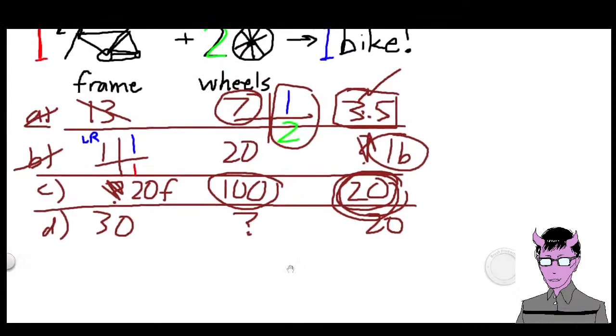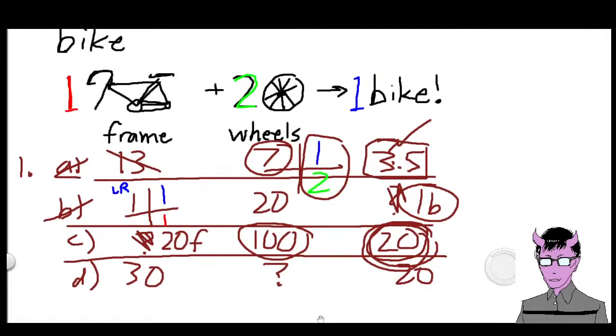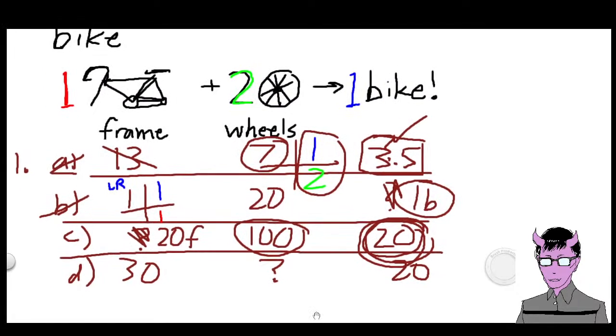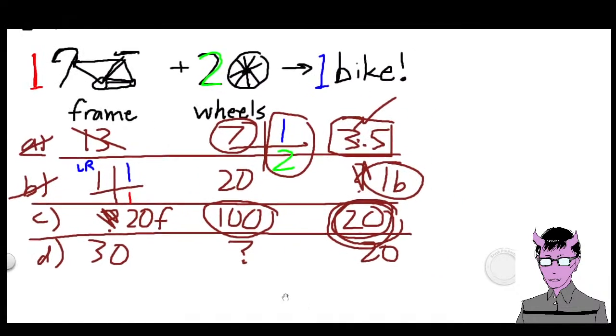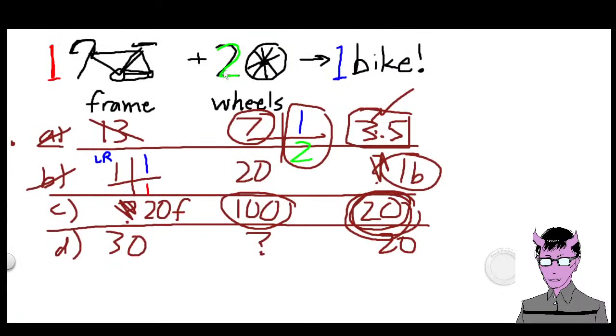All right, anyway, moving to the last one. So for the last problem, we have 30 frames, and then we have a question mark amount of wheels, and we have 20 bikes. Okay, that's actually impossible. We can't make... No, I'm sorry. No, that is possible. Okay, almost goofed. Given that you have 30 frames, how many wheels must you have used in order to make 20 bikes?